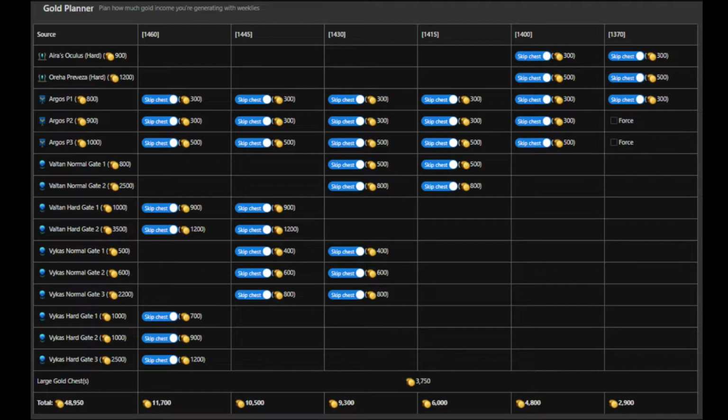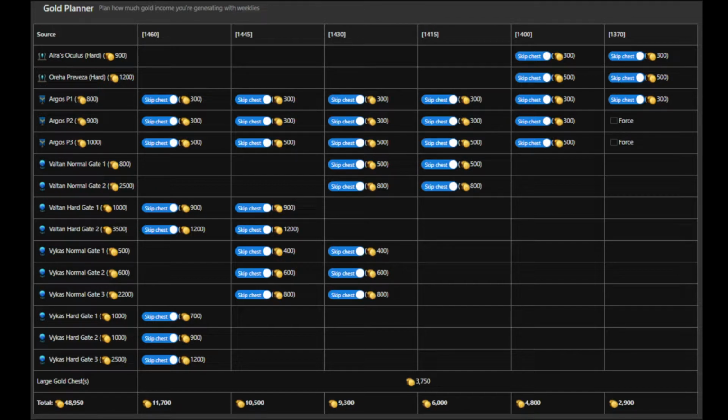Sorry, I got it all wrong. So you get 900 from the first abyssal, 1,200 from the second abyssal, and 800 from Argos. So you get 2.9k if you skip the chest. If you don't skip the chest, you get basically 1.1k away, you get 1,800. Sorry for the confusion there.